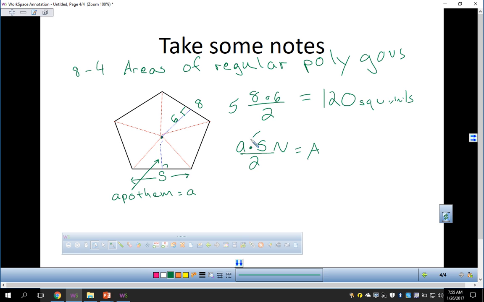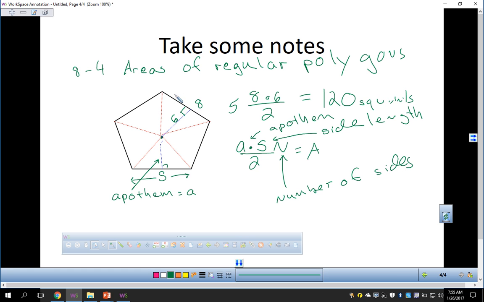Where A is the apothem, S is the side length, okay, side length, and N is the number of sides. So if I know this, right, that would be S. N would be 5 in this case. I kind of switched around, and A would be 6. Yes? No? We're good?